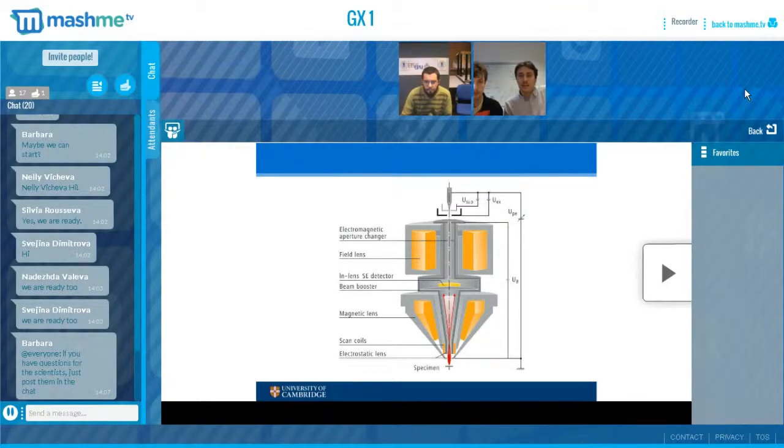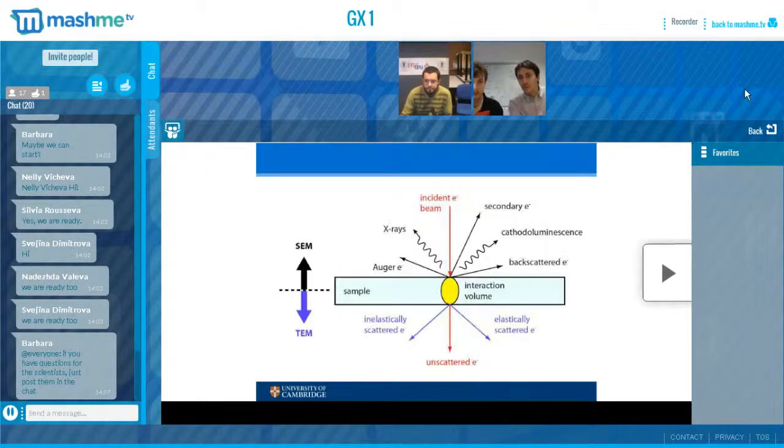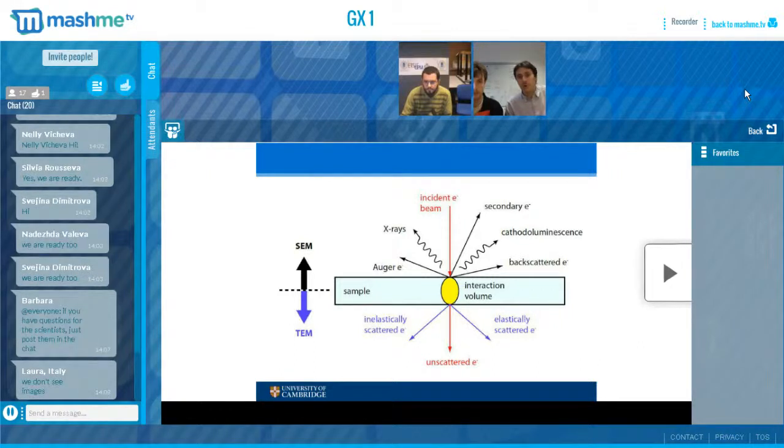And so this is an in-lens detector, and typically this gives really high resolution and really nice SEM images. The electron beam, the incident beam, is interacting with the interaction volume. And as Harry mentioned before, there are two different kinds of electron microscopes. The one is a scanning electron microscope, and the second one is a transmission electron microscope.